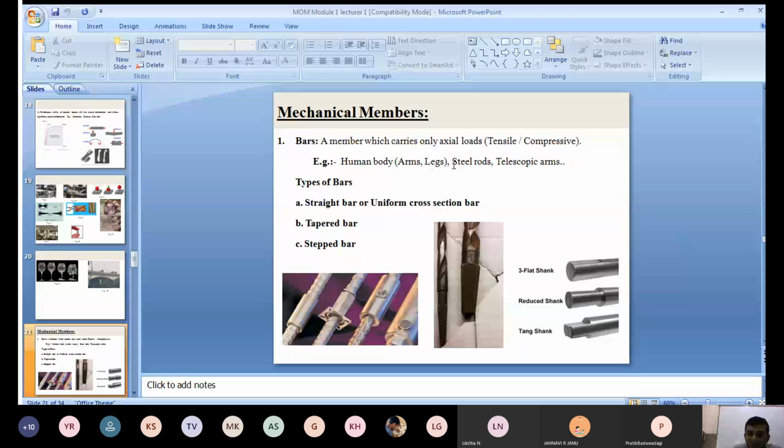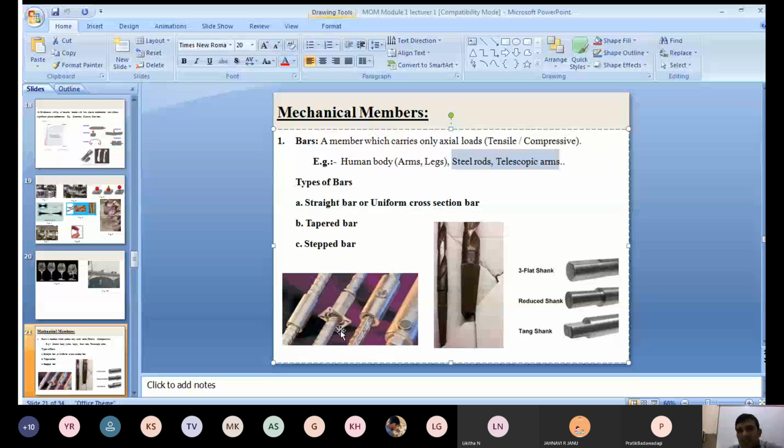For mechanical members, you have steel rods and telescopic arms. What are steel rods? You can see in the sketch here. They are used for construction purposes, or to make a mechanical component such as gates or windows, where we can use steel rods, right?